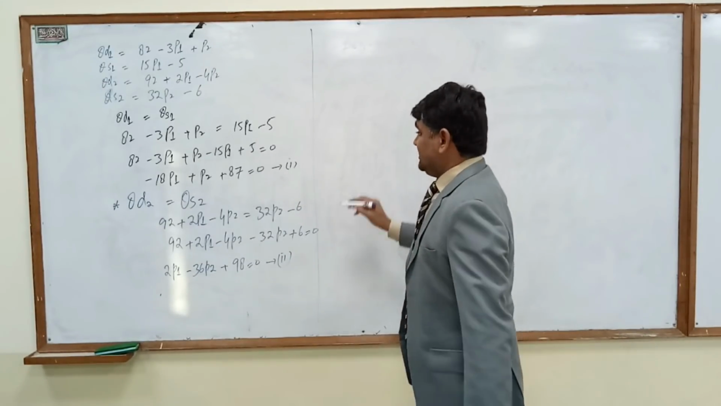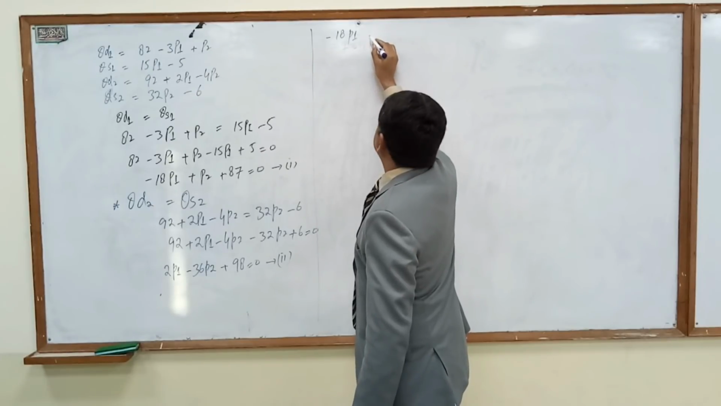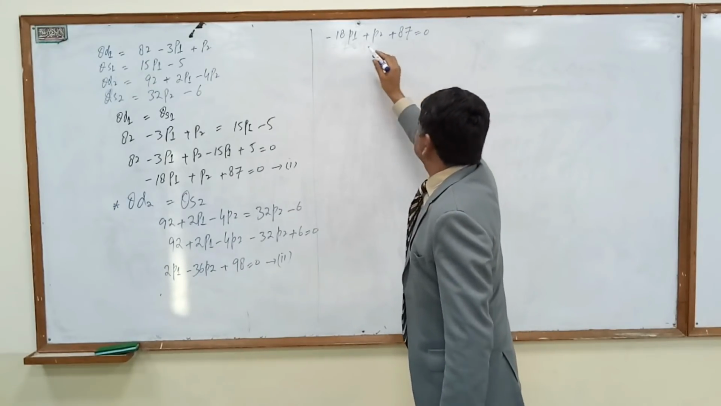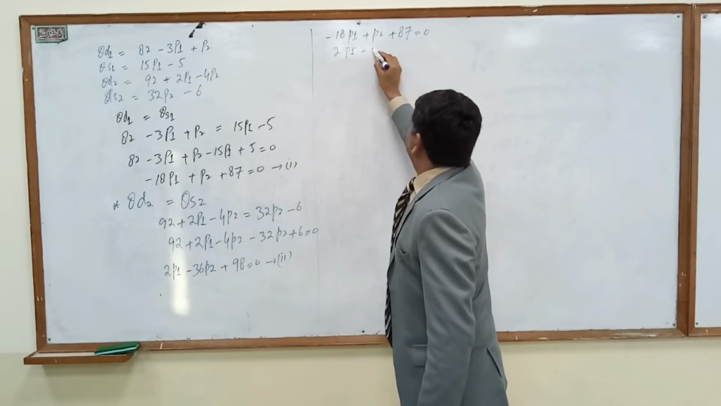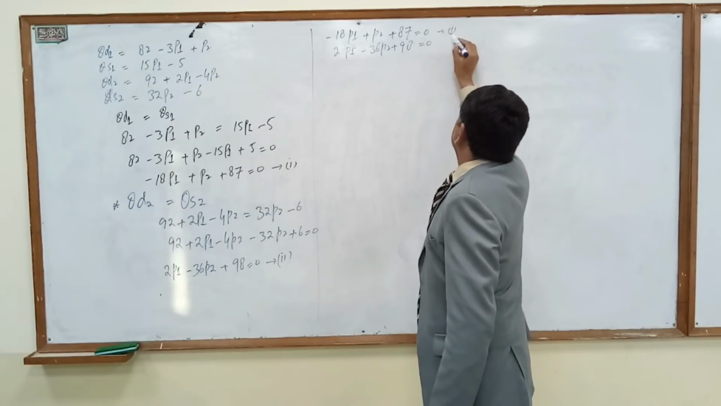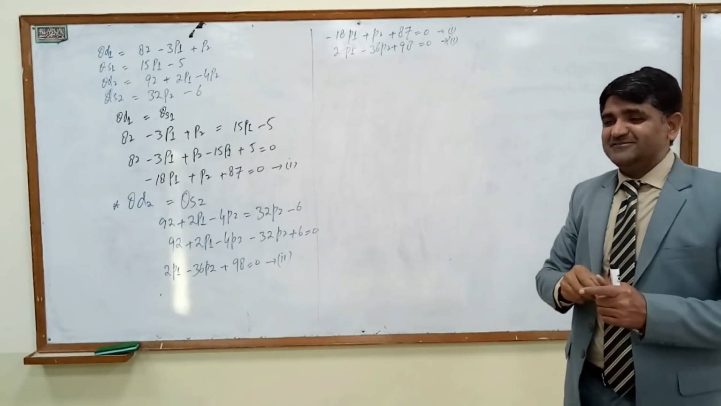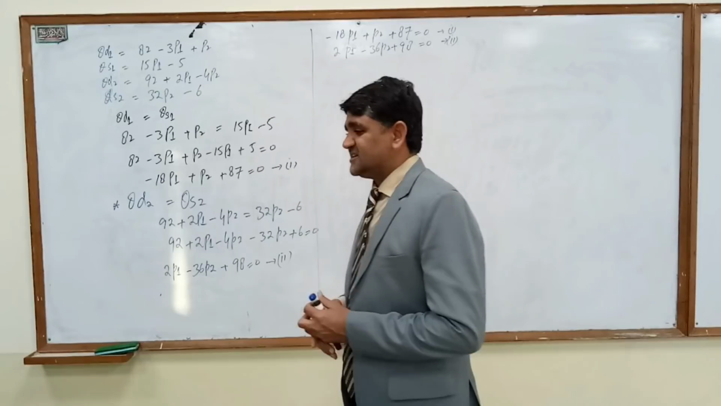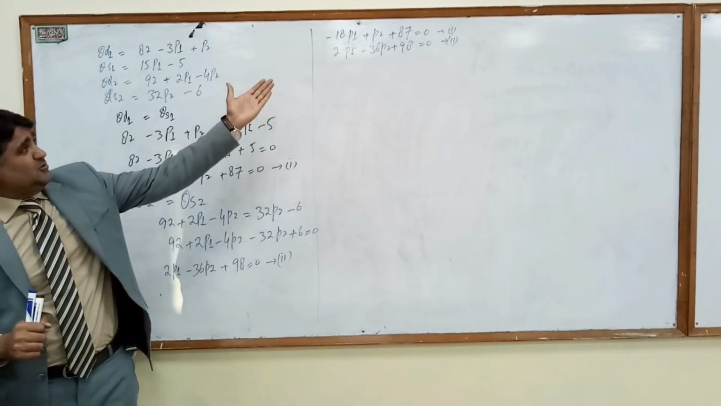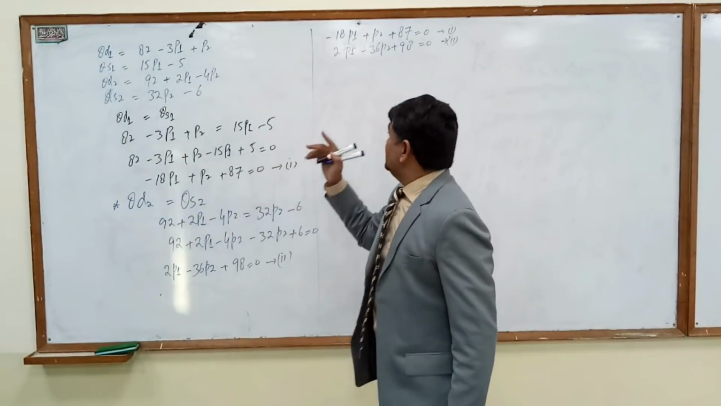What is equation 1? Minus 18p1 plus p2 plus 87 is equal to 0. What is equation 2? 2p1 minus 36p2 plus 98 is equal to 0. Do we have more than one equation? Yes. Once we have more than one equation, it is called a system of linear equations. The power of the variables is 1, and we have two variables, p1 and p2, both having maximum power 1.